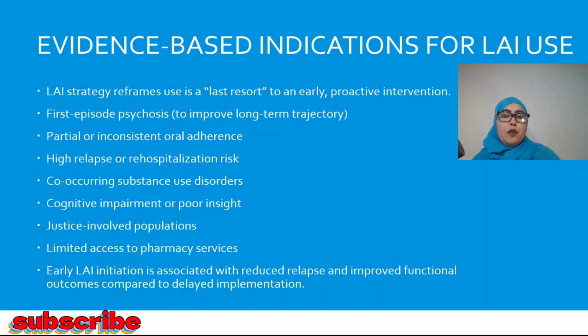Justice-involved populations, if the court ordered it. Also they can be used with limited access to pharmacy services. Some people have limited access for getting their medication. Early long-acting initiation is associated with reduced relapse and improved functional outcomes compared to delayed implementation. So there is a benefit to long-acting injections of psychiatric medications.